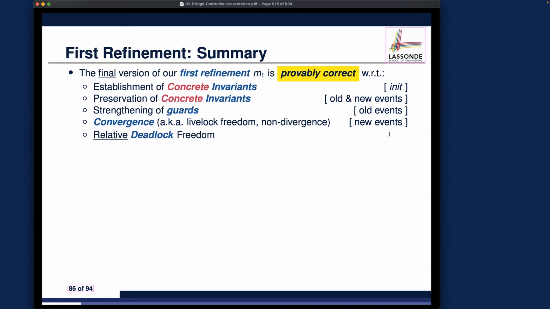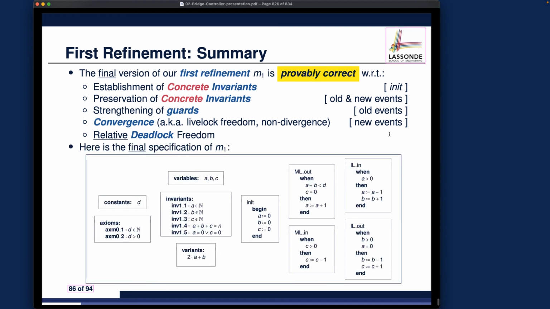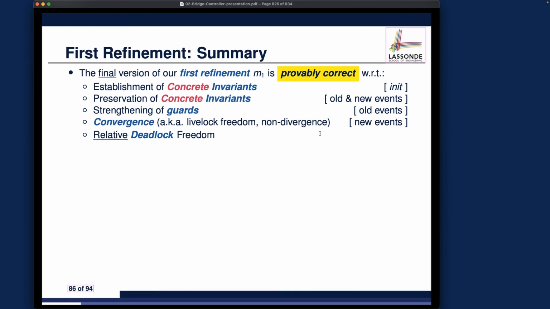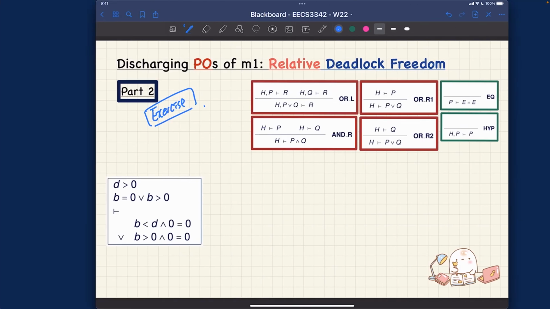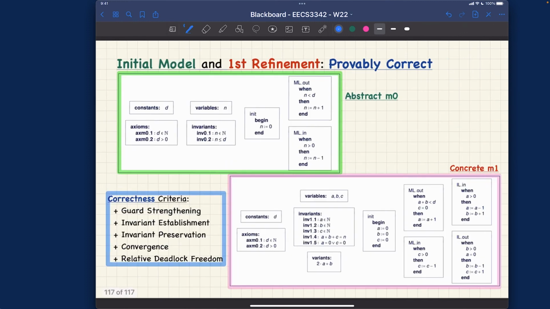Finally, we prove relative deadlock freedom, and that's actually for all the events. That's why I didn't mention which event, just all the events. That'll be the summary of the model. Let me talk about it very quickly, and then we are done for this week. I think that'll be enough for you to study for this week.